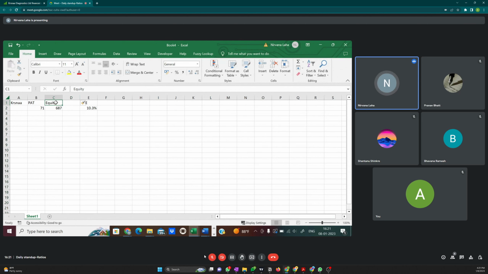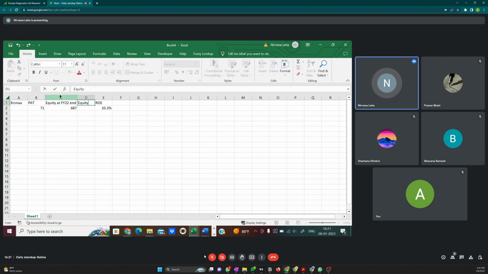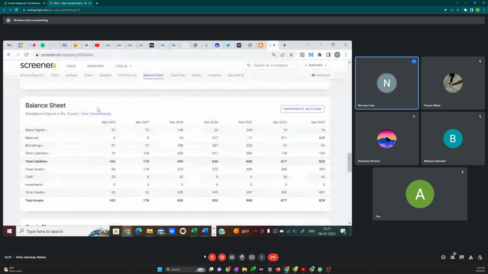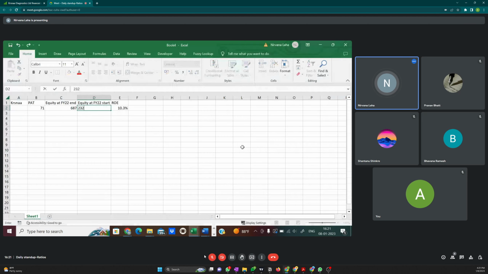There's another way of calculating equity, guys. So this equity is at the end of FY22, right? This is the equity at the end of the year. There was also an equity which started at the FY22 start, which is FY21 end. There was a value for equity, right? Let's see how much that was. That was 249 minus 17, right? So this is 232.